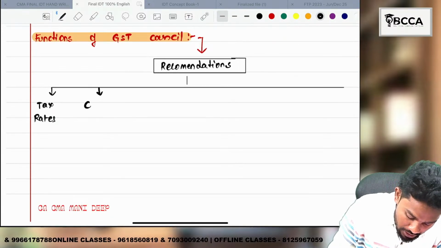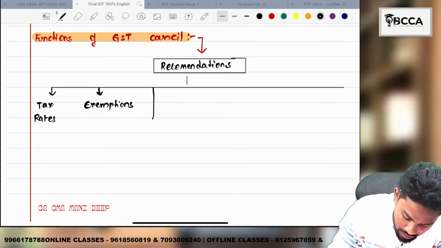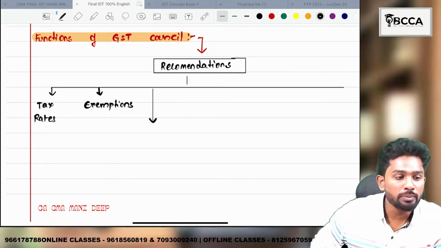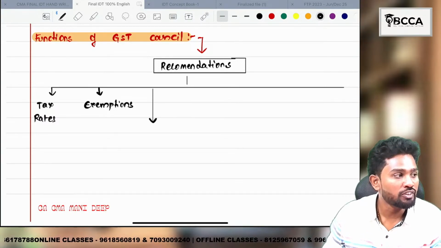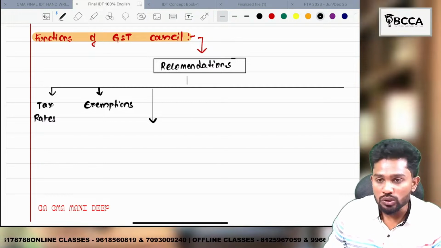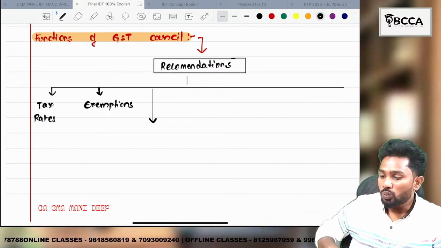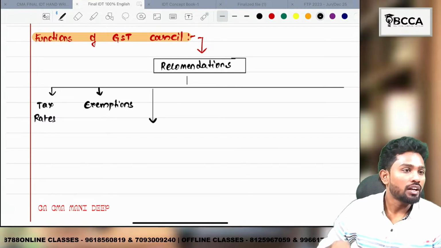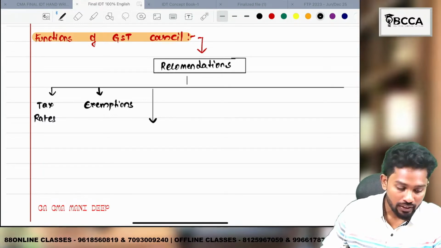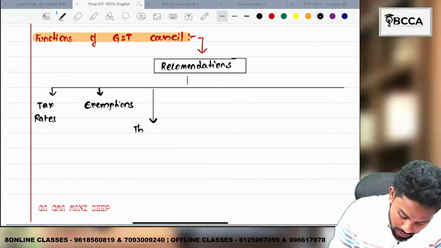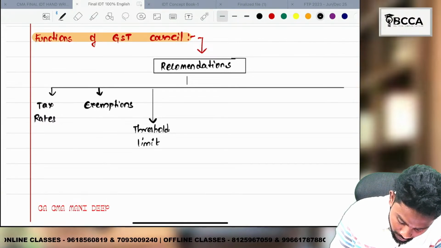And then exemptions. Whether a product, or a good or service, needs to be exempted or not, that also will be decided by way of giving recommendations by the council. Then threshold limits. To register under GST or to attract GST, what should be the turnover limit? On exceeding 20 lakhs turnover or 30 lakhs or 40 lakhs, those limits are also recommended by the council. So recommendations on threshold limits.